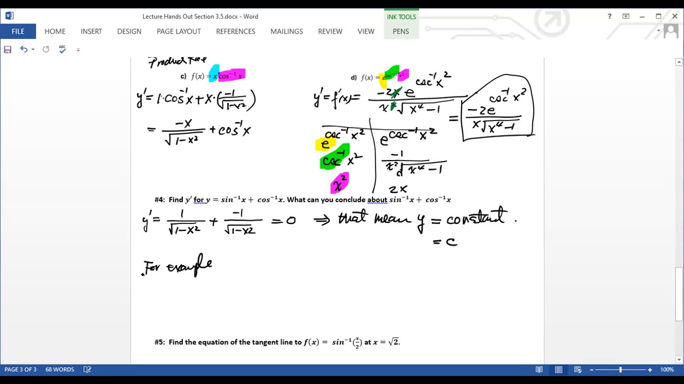if x is equal to 0, then y will be arcsine 0 plus arccosine 0. Arcsine 0 is 0. Arccosine 0 is pi over 2, right? So this will be pi over 2 here. That means y is equal to pi over 2. All right, so this one will be a constant. That's very interesting to see.